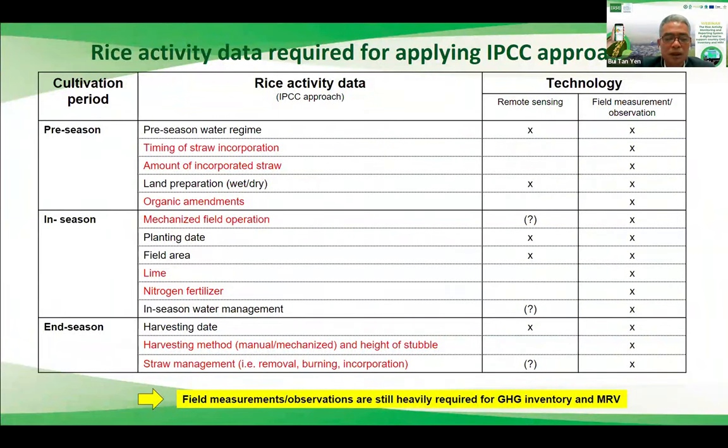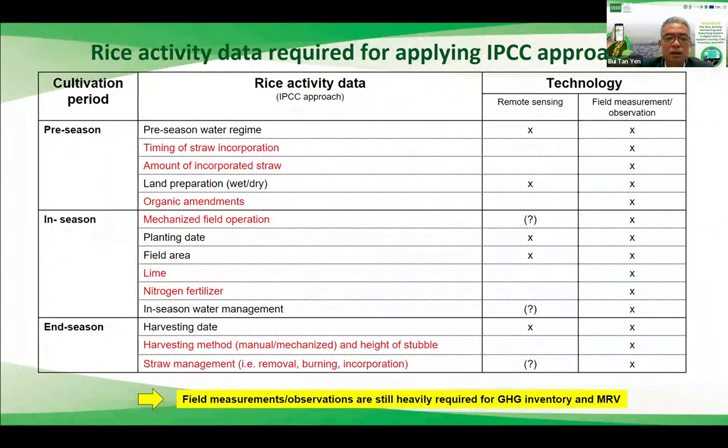If we follow the IPCC default emission factor, what activity data need to be collected at the ground level? In the pre-season, we need the pre-season water regime, the timing of straw incorporation and the amount of straw incorporation. I mean the straw from the previous season that is incorporated in the soil to prepare for the next season. Also, the methods of land preparation: if the farmer applied wet land preparation or dry land preparation, like dry DSR. And also the amount of organic amendment at the basal fertilizer.